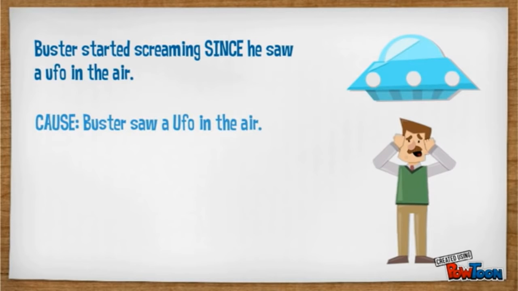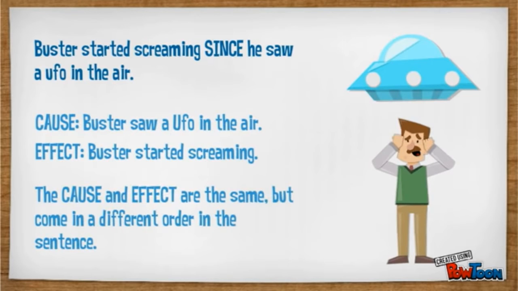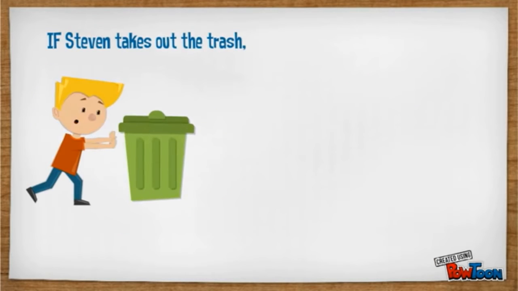Buster started screaming since he saw a UFO in the air. Cause: Buster saw a UFO in the air. Effect: Buster started screaming. The cause and effect are the same, but come in a different order in the sentence.